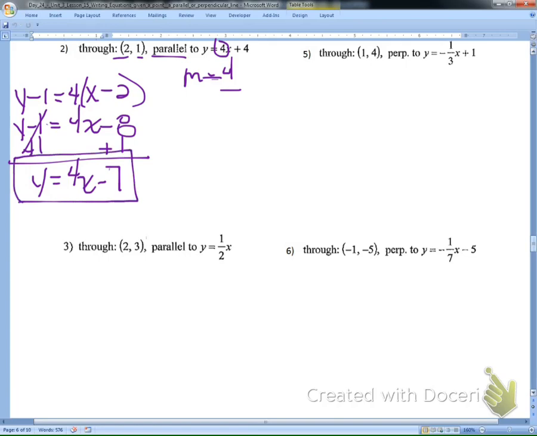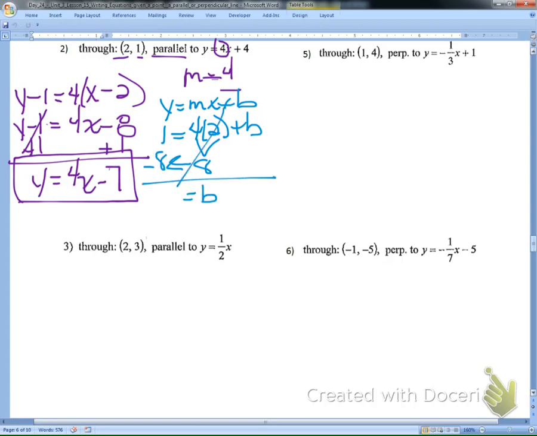If you chose to use slope-intercept form from beginning to end, y equals mx plus b. Substitute your y value without the sign reverse, so positive 1 is equal to 4 times your x value of 2 plus b. Solve for b, so 4 times 2 is 8. Bring that to the other side as a -8. So b is equal to -7. And then plug your b and your slope into the slope-intercept form equation. Y is equal to 4x minus 7.